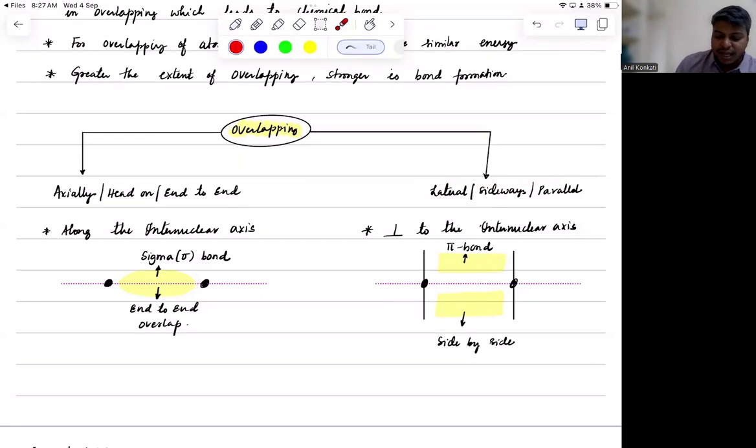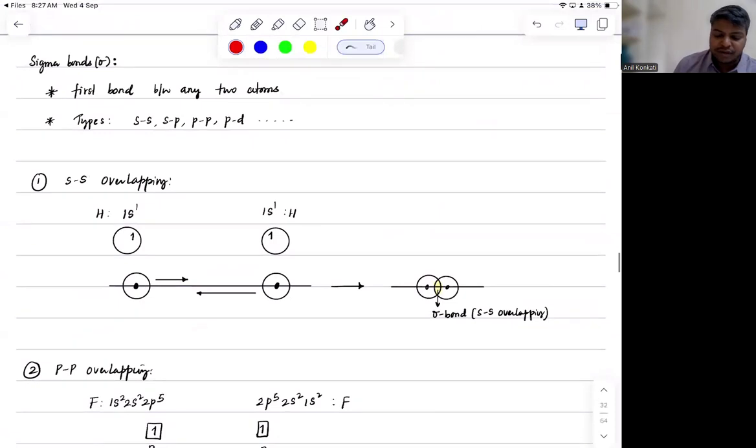Axial or head-on means it is happening on the internuclear axis. If the orbitals are overlapping like this on the internuclear axis, that forms end-to-end overlapping, or a sigma bond. If parallel orbitals overlap like this, perpendicular to the internuclear axis, then that is called a pi bond. A sigma bond will be the first bond between any two atoms.